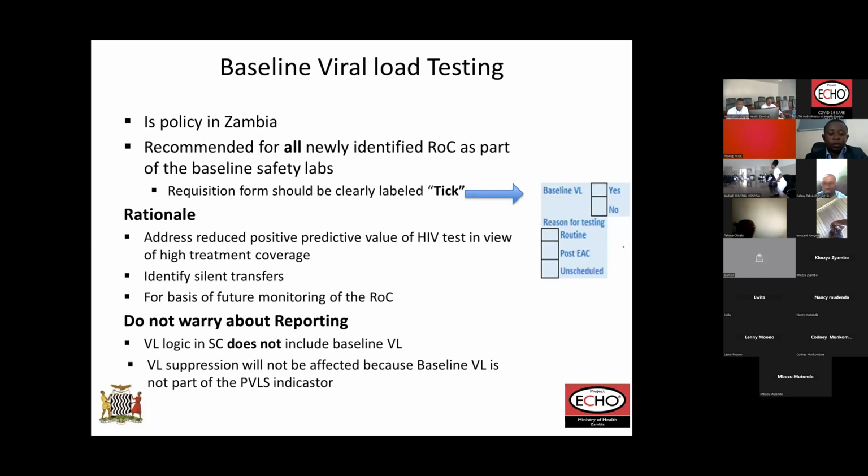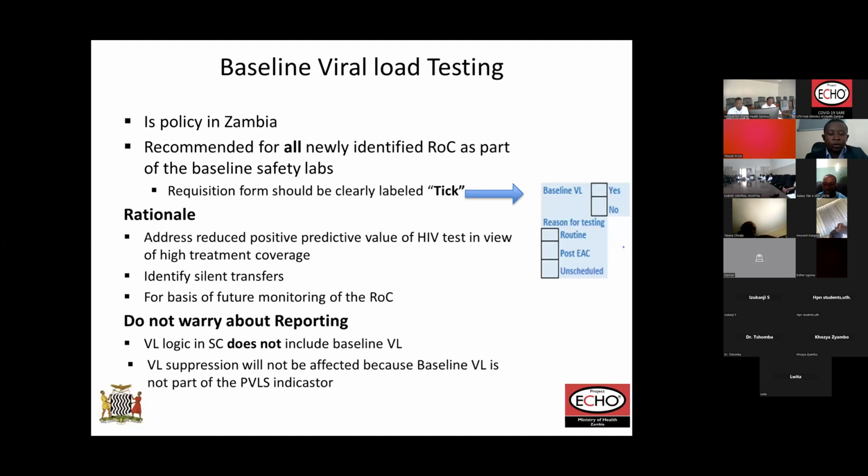Also, in our program, we know nearly 30% of those patients who pose as new at a facility are actually already on treatment, and we are calling them silent transfers. Additionally, it's for the basis of future monitoring of recipients of care. You are aware that those patients who start ART with a viral load above 100,000 copies per mil are more likely to have challenges moving towards suppression than those who start with less. So for the clinical management of patients, that baseline viral load is important in this era.